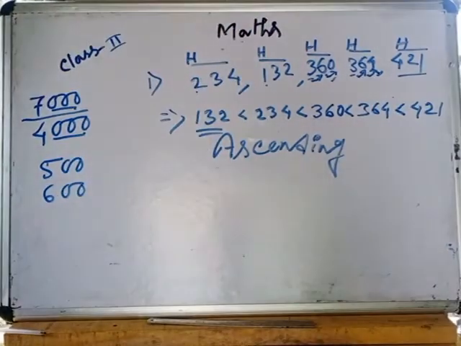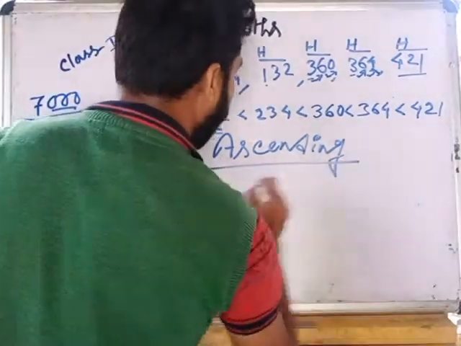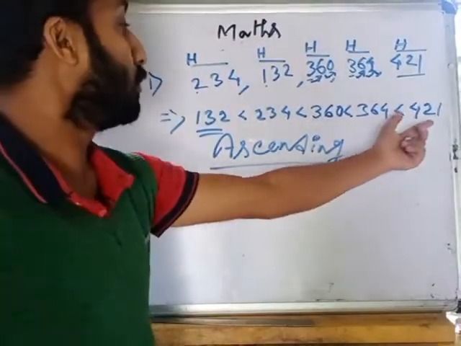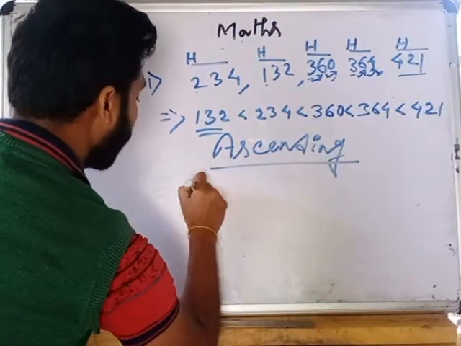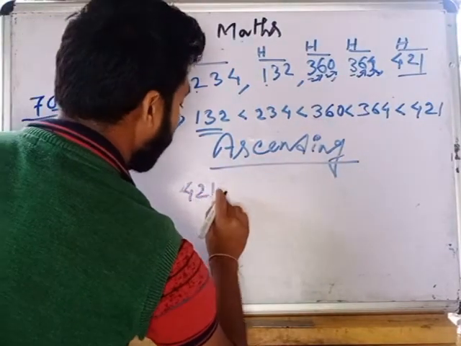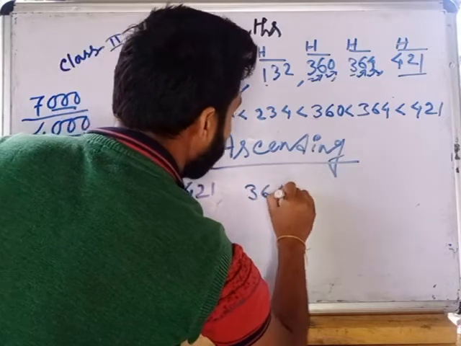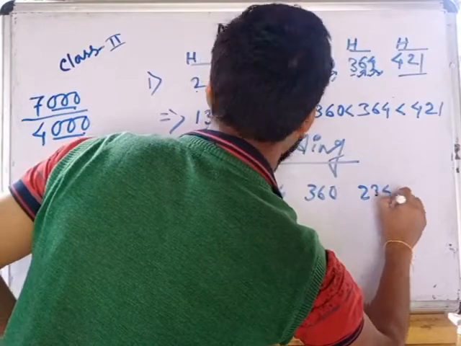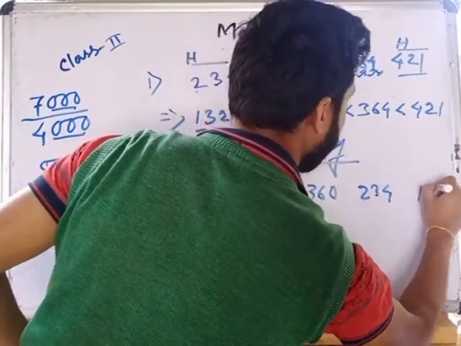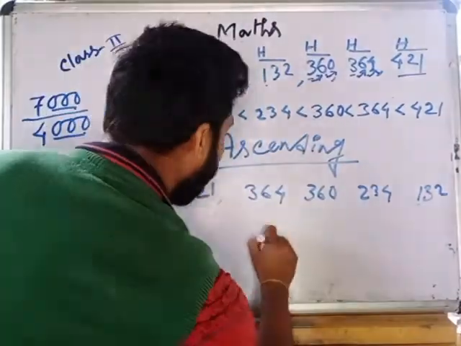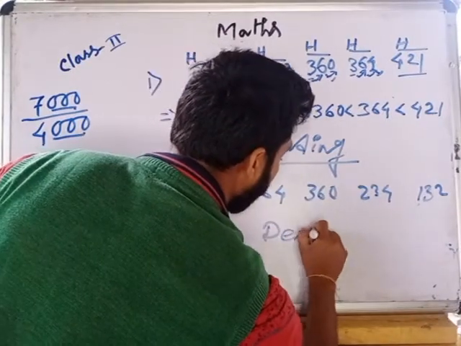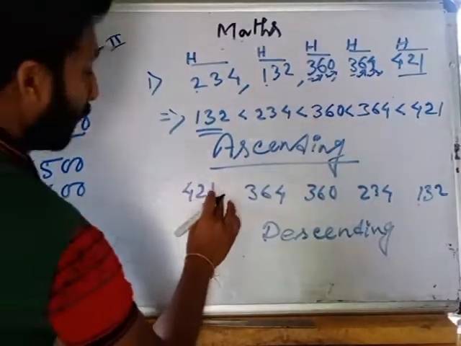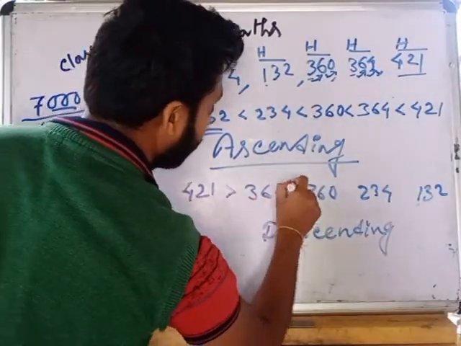Okay. If we write in descending order, we should write the numbers in reverse. Which one is the biggest? We should write the biggest number first. 364, 360, 234. After that 132. When it is descending order, we should write the greater than sign.